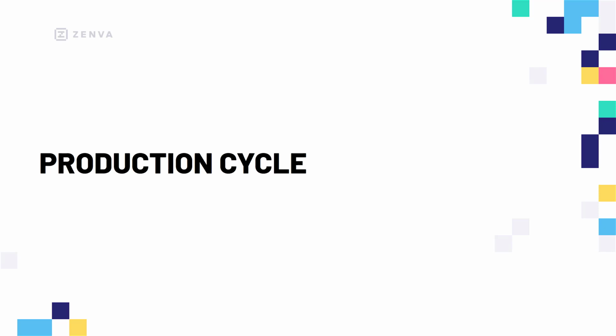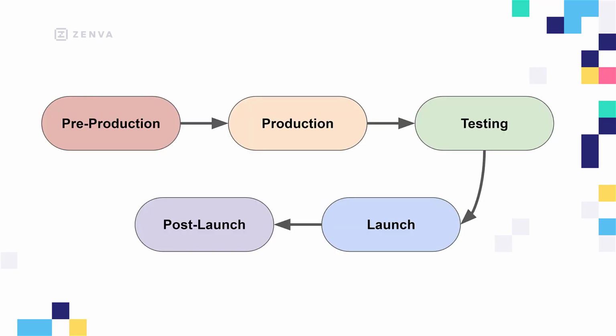Hey everyone, in this lesson, we are going to be exploring the production cycle of a video game. Now, this may differ depending on the game company, but generally they all follow the same structure. Okay, so let's have a look at what that is. And that is the pre-production, production, testing, launch, and post-launch phases. Each of these have their own things that happen during them, and they also differ in duration.